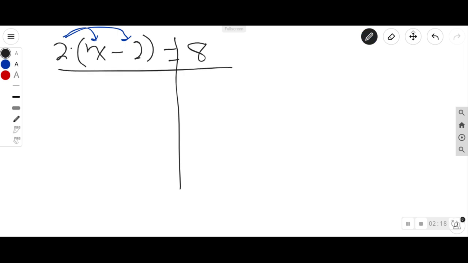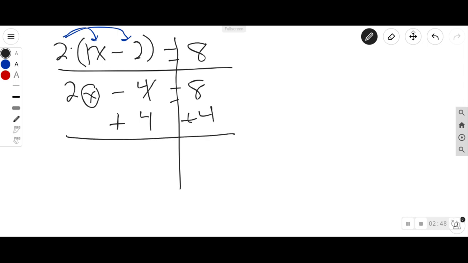So when I multiply again, I'm going to drop a 1 in there just so I can see it. 2 times 1x is 2x. 2 times negative 2 is minus 4. Drop the equals and move down the 8. Notice I now have my variable in one location, so I can start moving everything. Remember, this 2 goes last. So first, minus 4 means I'm going to add 4. So plus 4. Put my horizontal separator. So I get 2x equals, and 8 plus 4 is 12.